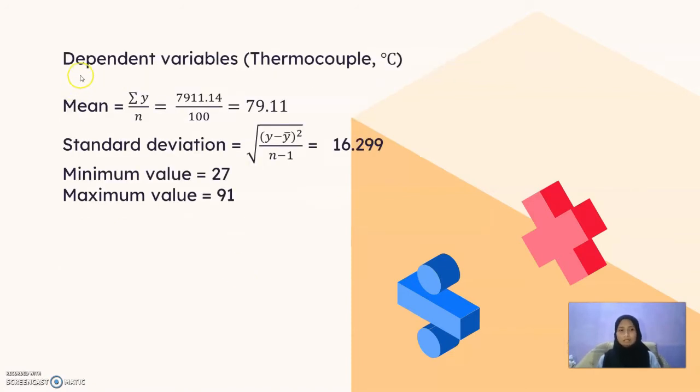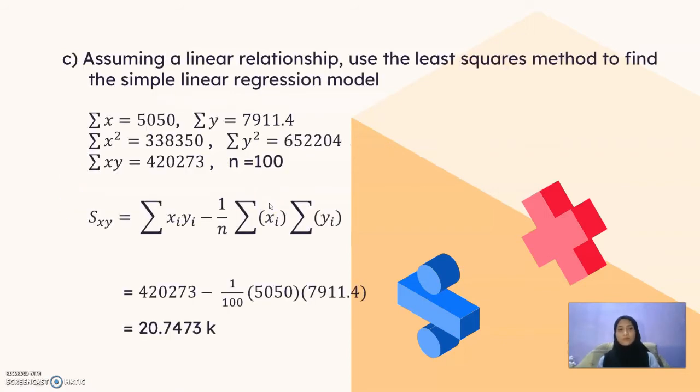Next, the dependent variable. The mean of y is equal to 79.11. The standard deviation of y is equal to 16.299. The minimum value of y is equal to 27. The maximum value is equal to 91.